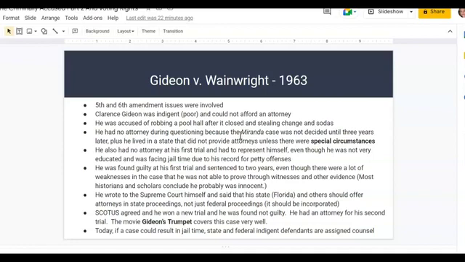So he had no attorney at his first trial. He didn't bring out all the information he needed to bring out, and he had to serve 2 years for this offense because of his record.